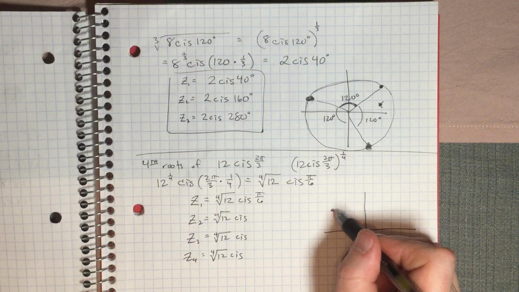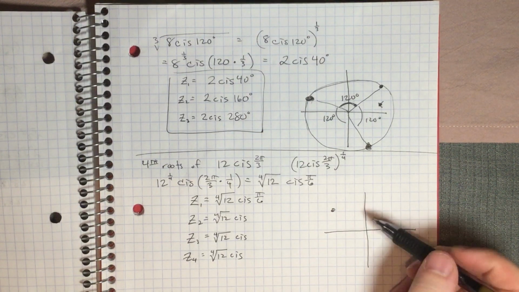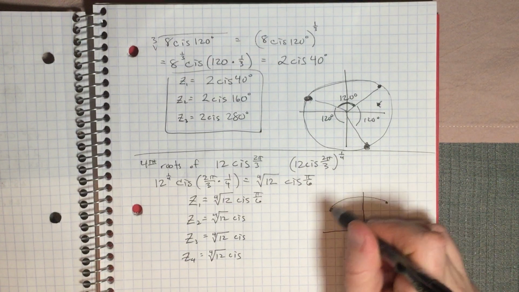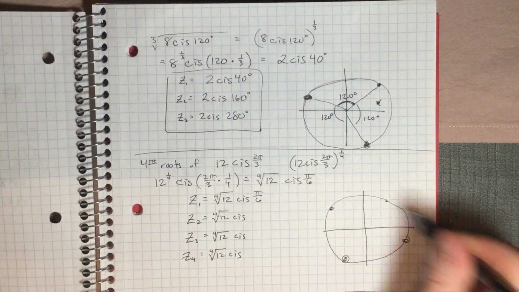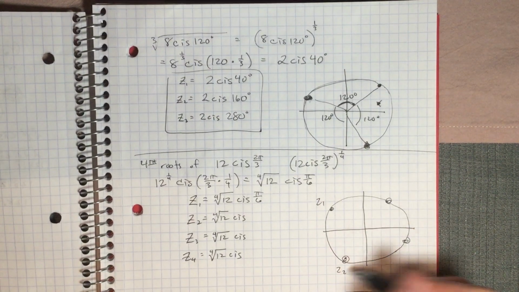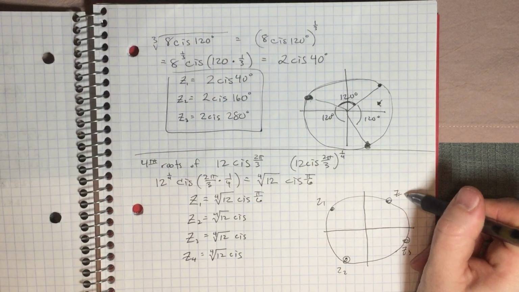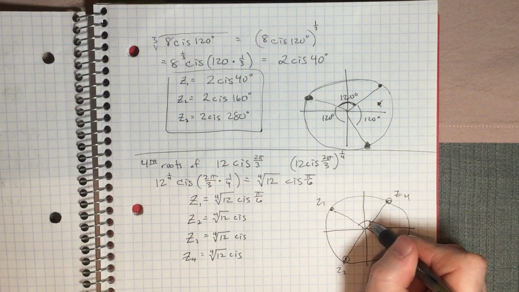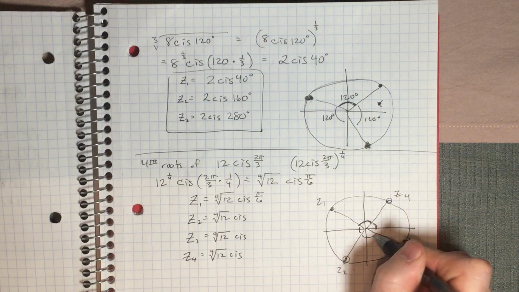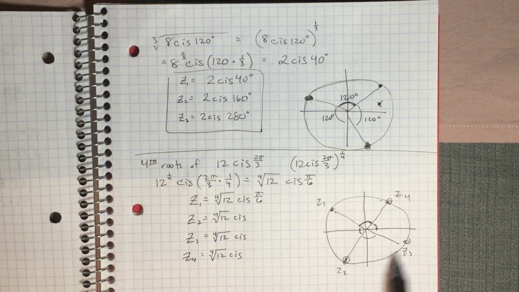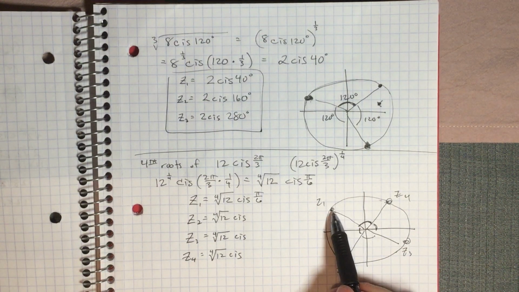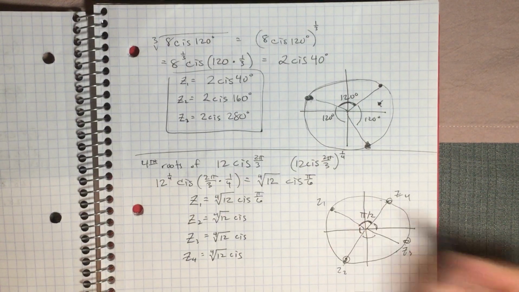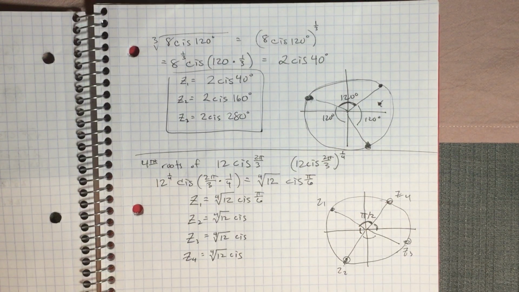So let's say 12 cis 2 pi over 3. 2 pi over 3 would be over here somewhere. And so the other numbers are going to be evenly spaced around this circle. So this is Z1, Z2, Z3, and Z4. So all we have to do is think about what angle is between each one. Well, we're in radians now, so there's 2 pi radians in this circle. If we chop that into fourths, that means each of these angles is pi over 2, a fourth of 2 pi. 2 pi divided by 4.